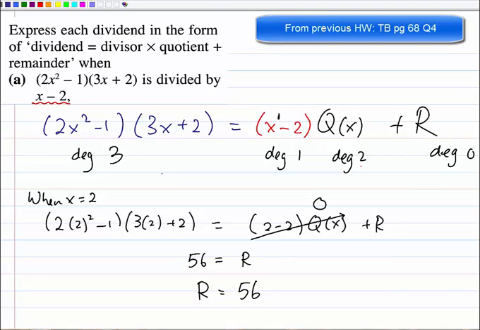So we see that to get the remainder, we just need to substitute x is 2. That is, we try to make the divisor equal to 0. So this is where we are going to the next section, which is remainder theorem.